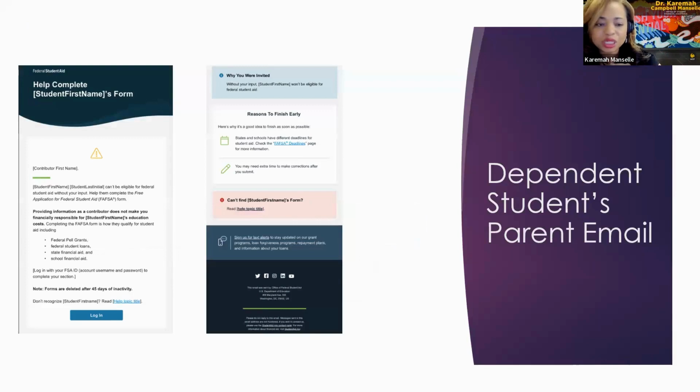Once the student has shared that information, the contributor, the parent, will receive an email, and that email is going to let the parent know that their student has completed their section and that their information is now required in order for the continued processing of the student's FAFSA. With that, I do want to make note that the FAFSA will remain available for completion for 45 days. After 45 days, the FAFSA will be deleted and the student will need to start the process all over again. So it's really important for parents to act expeditiously on the email that they receive to ensure that the FAFSA does not get deleted.